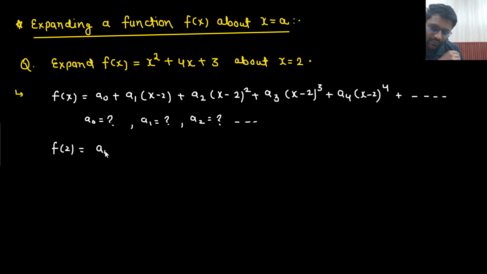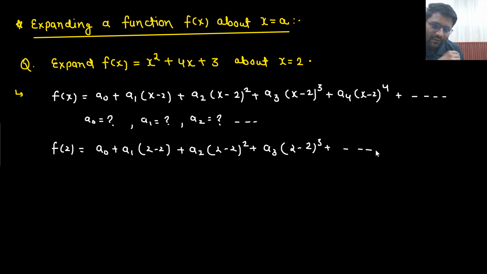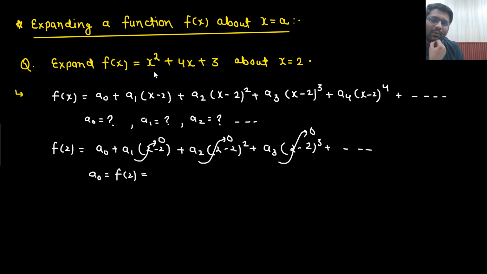f(2) will be equal to a0 plus a1 (2 minus 2) plus a2 (2 minus 2) whole square plus a3 (2 minus 2) whole cube and so on. Right? So all these factors will become 0, no? This will become 0. This will also become 0. This will also become 0. Only a0 will be left. So what is the value of a0 you are getting? a0 is simply coming out to be f(2). And do I know the value of f(2)? Yes sir. In this function, if you just simply put 2, you will get your answer.